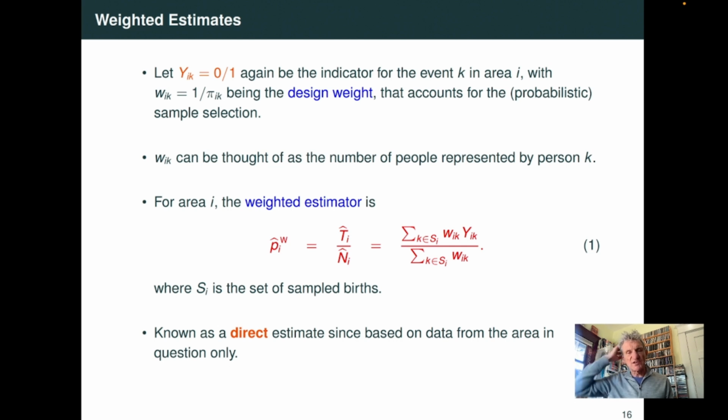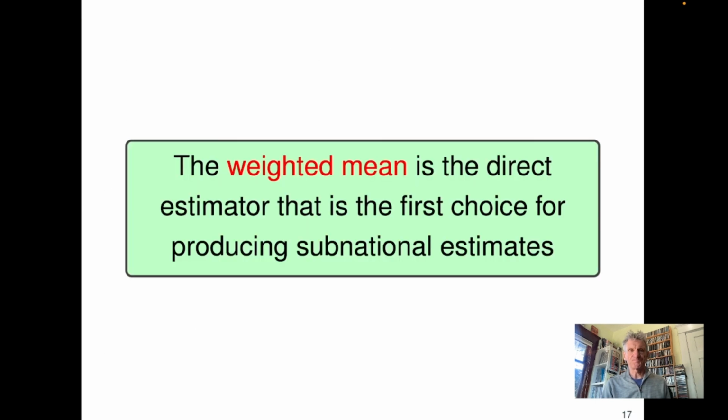So later on, we're going to look at estimators which are called indirect estimators, and they use all of the data together to estimate the prevalence in each area using all of the information. So this big green box here shows how important it is. The weighted mean is the direct estimate, and it's going to be the method of choice for producing subnational estimates.